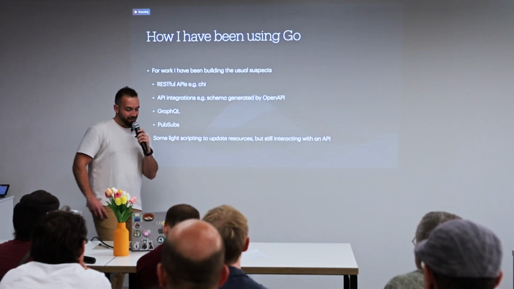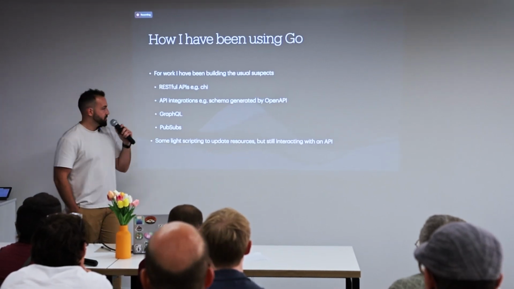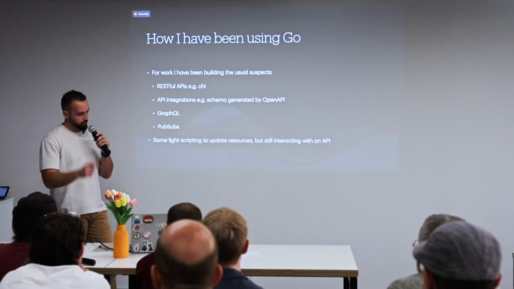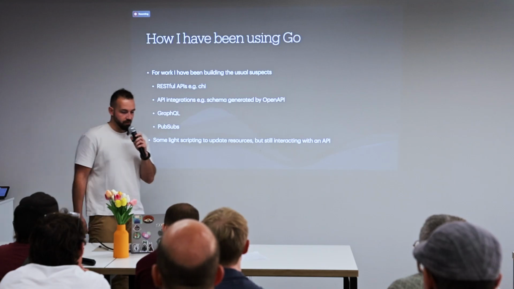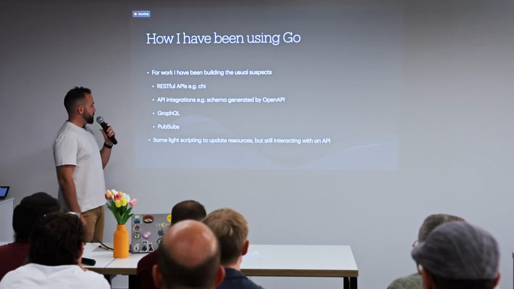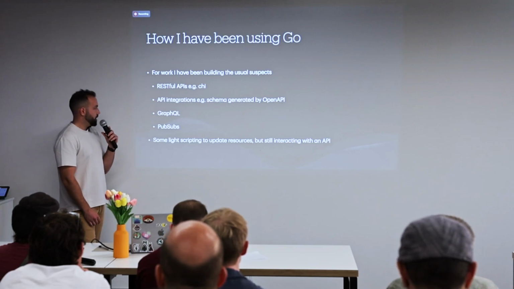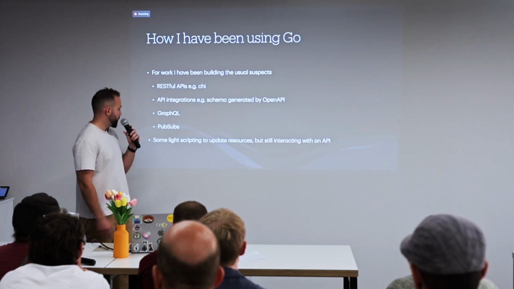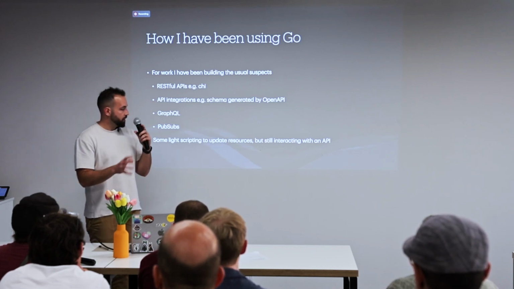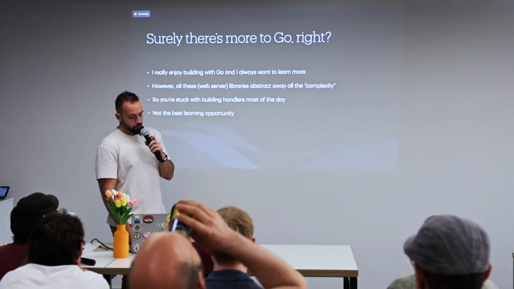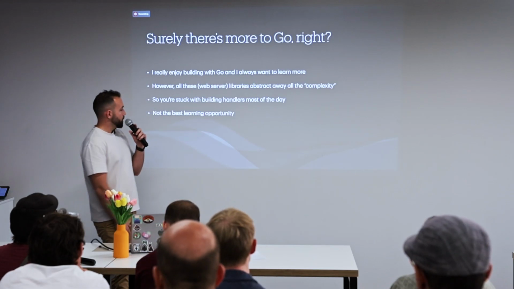As I said, I've been with Nando's for the past 3 years, and Nando's uses quite a lot of Go. If you're a Nando's customer, if you bought chicken from the app, it's done a bit of Go. And it's the usual suspects: quite a few RESTful APIs, integrations with third parties, GraphQL stuff, PubSubs, and a little bit of scripting, again in Go, that interacts with APIs. But surely there's more to Go, right?